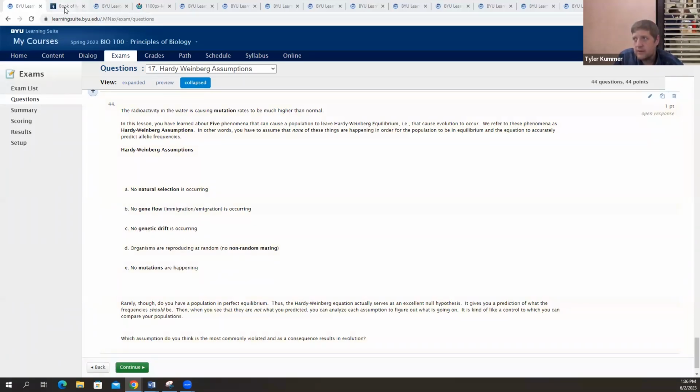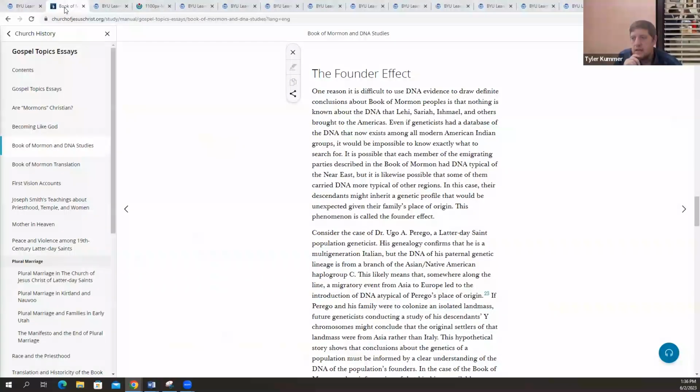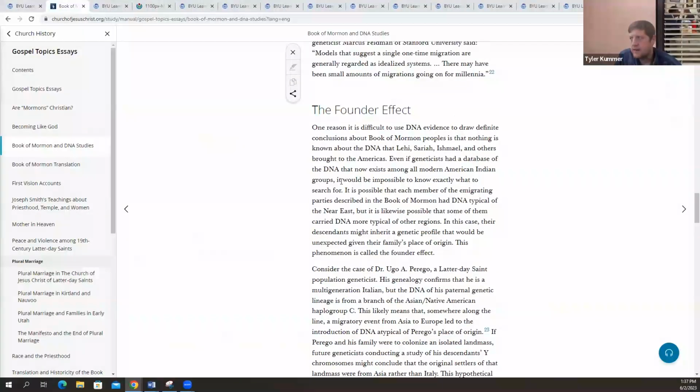Now, I just want to jump over to something really quick. Some of you may have been aware at some point of people using DNA studies to try and dispute the veracity of the Book of Mormon account. About 10 years ago or so, some professors and experts who are members of the church were approached and asked to write an essay addressing this topic because it was controversial for some people. And so they got together and wrote this article.